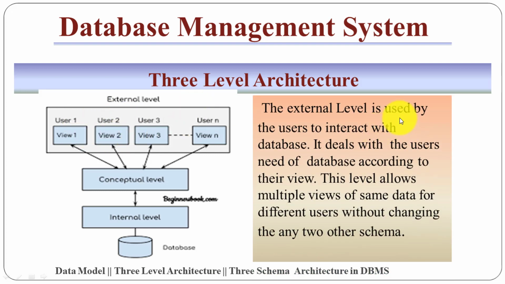Now the external level is used by the user to interact with the database. It deals with the user's needs of the database according to their views, that is, according to their application. Now this level allows multiple views of the same data for different users without changing any other schema. That means it preserves data independence.